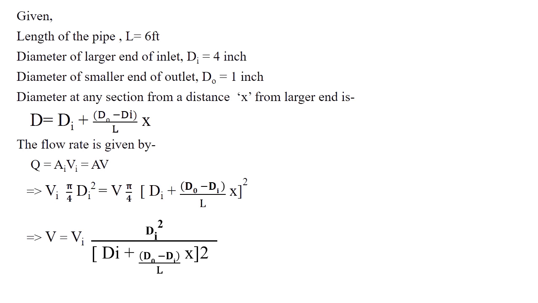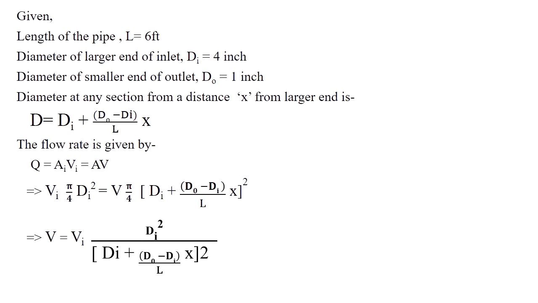Length of the pipe, which is L, is equal to 6 feet. Diameter of larger end of inlet, which we denote as DI, is equal to 4 inch. Diameter of smaller end of outlet, D naught, is equal to 1 inch. And the diameter at any section at a distance x from the larger end is given by this formula: D is equal to DI plus (D naught minus DI) by L into x.